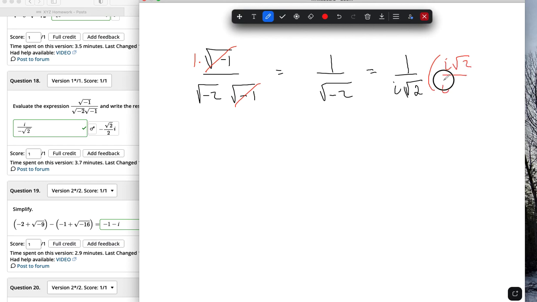To simplify this a little further, you're going to be like, Derek, this does not look simpler. I agree, and it's kind of the standard in math that we don't leave i's and roots in denominators. And so, if I do that, I now have i root 2. i times i would be i squared, which is negative 1. And root 2 times root 2 would be 2. So cleaning that mess up a little bit, we got negative i root 2 over 2.